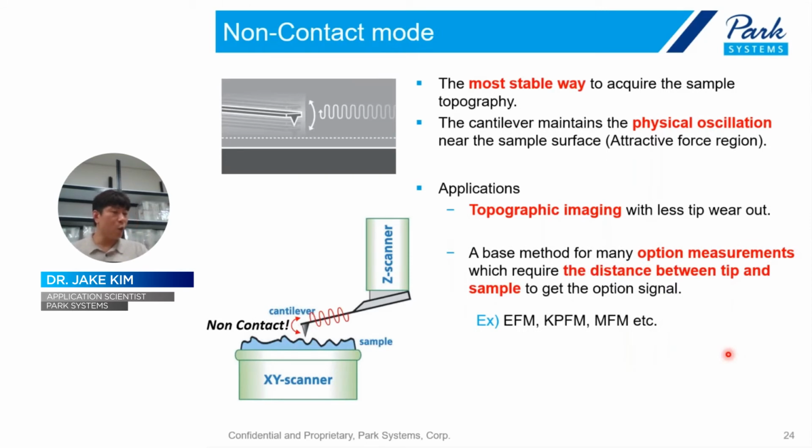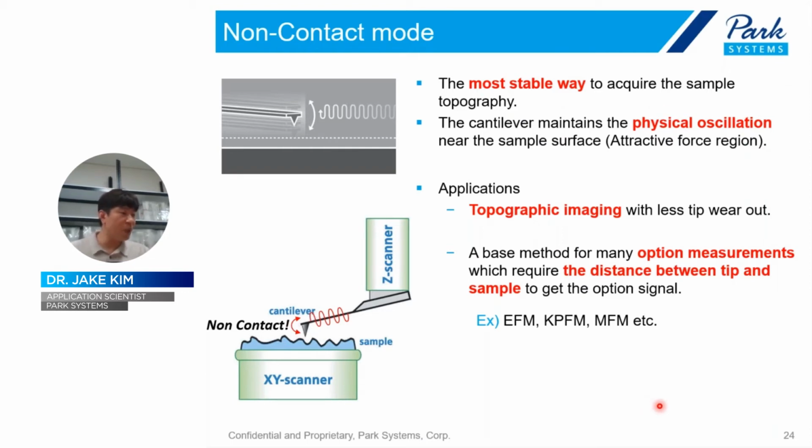The non-contact mode. I think in AFM, approximately over 90% of the time, the non-contact mode is utilized for imaging, height imaging. It is the most stable way to acquire the sample topography.